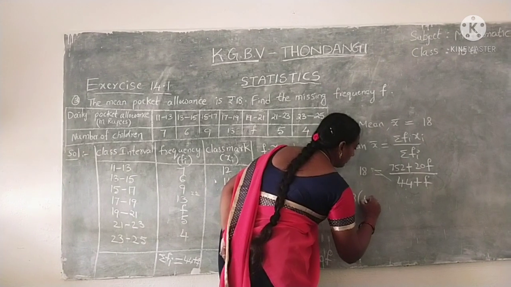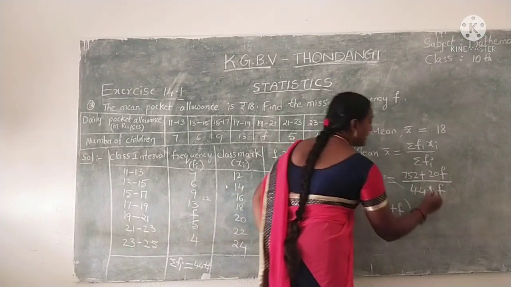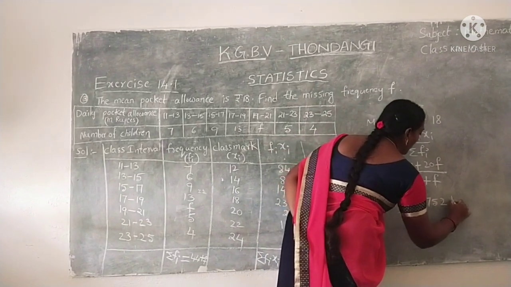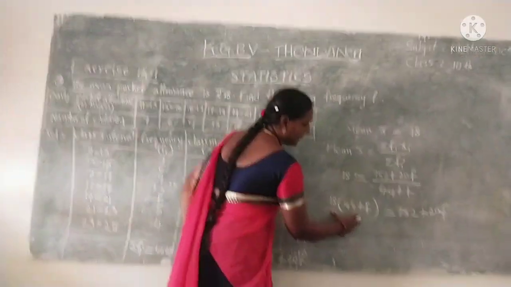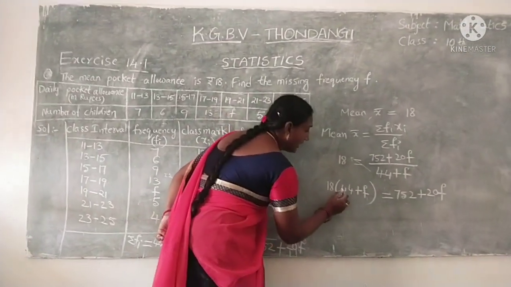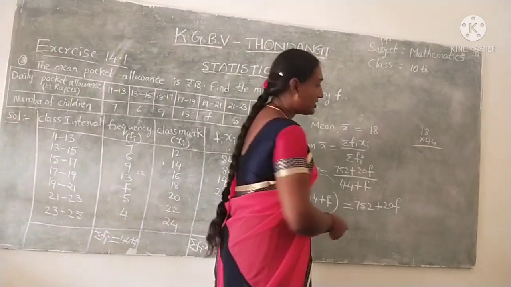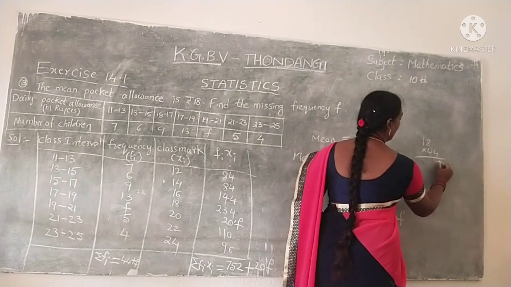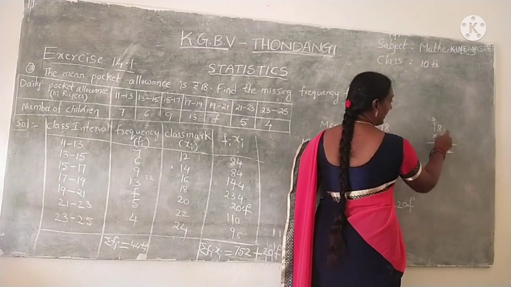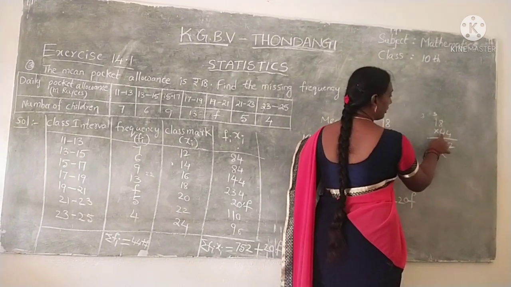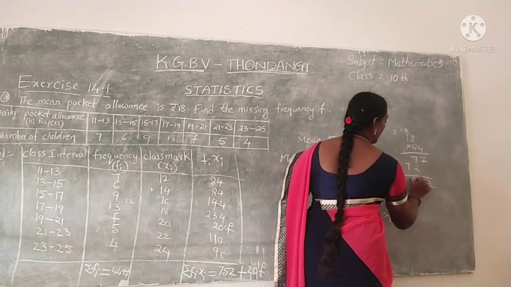18 into 44 plus f equals 752 plus 20f. Multiplying these two values, we get 44 into 18, which is 792.